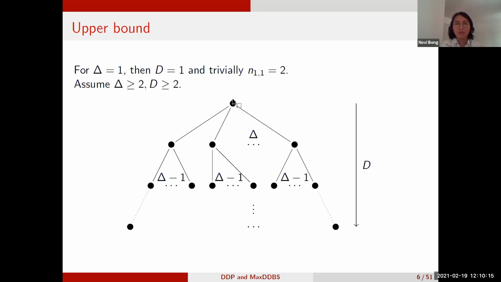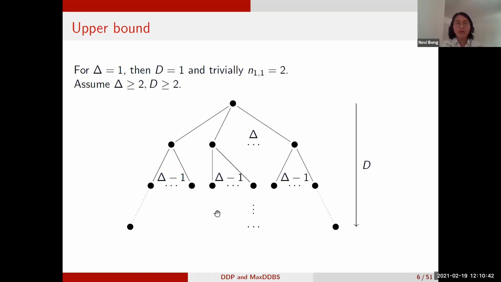So we start with the rooted tree from a vertex, and because the maximum degree is capital delta, you can be connected to delta vertices, and each of the vertices at level 1 can be connected to delta minus 1 vertices below it. And you keep going until you reach the diameter. So ideally, this is the maximum if you can.